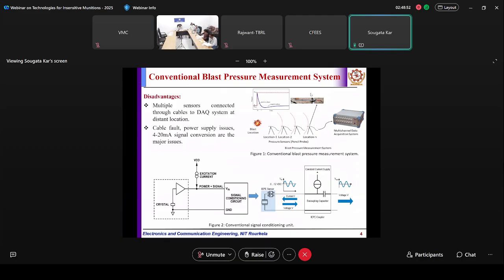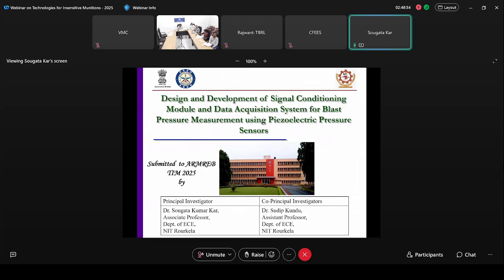Good morning, sir. So myself from NIT Rourkela. Our proposal is for the design and development of the signal conditioning module and data acquisition module for blast pressure measurement using a piezoelectric pressure sensor. So myself, Dr. Kaur, and my co-investigator is Dr. Sudeep Kundu. We are from NIT Rourkela. So the motivation.